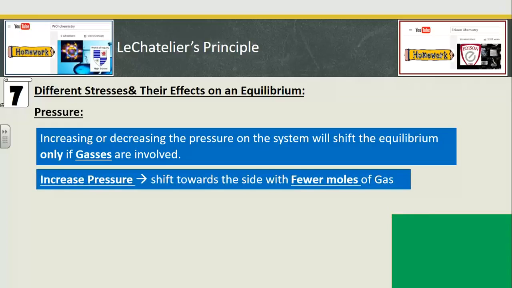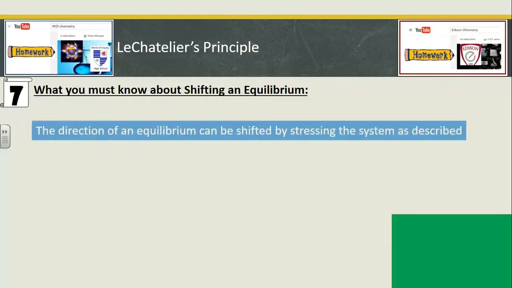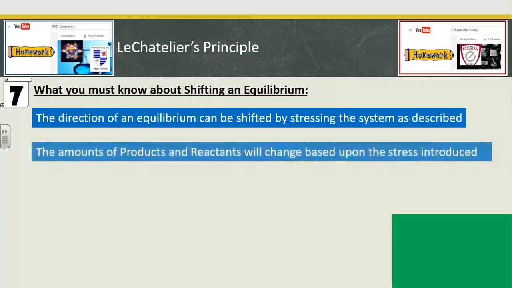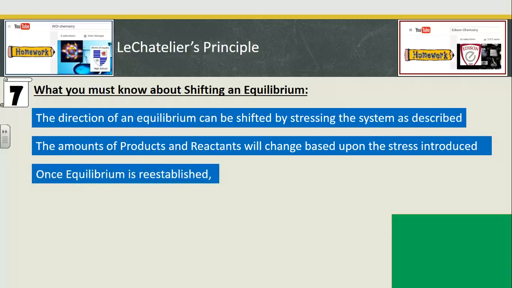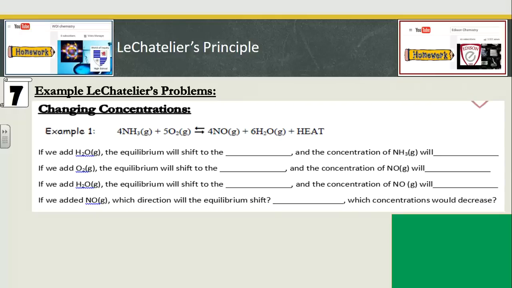Okay, so increase pressure, shift towards the side with fewer moles of gas, decrease pressure, shift toward the side with more moles of gas. The direction of an equilibrium can be shifted by stressing the system as described. The amounts will change based upon the stress introduced. But once equilibrium is reestablished, concentrations become constant again, and the rate forward and reverse becomes equal. So here's a couple examples that I'll write on the board.